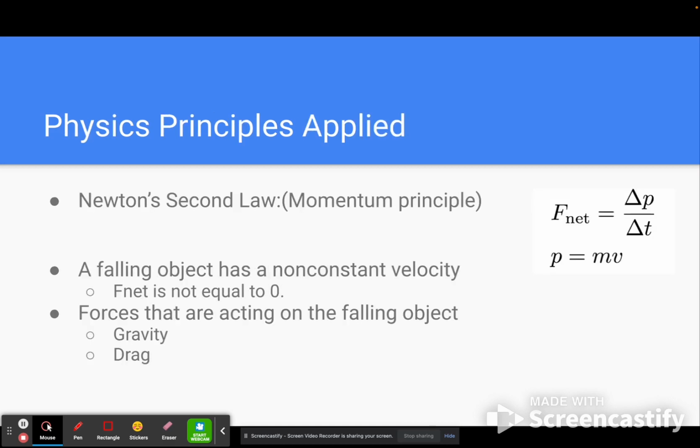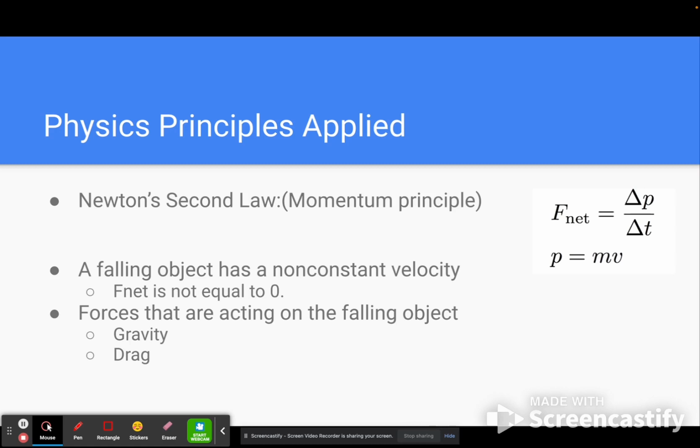The physics principles that we will be applying today include Newton's second law, the momentum principle, which states that the net force is equal to delta p over delta t. In other words, momentum is equal to mass times velocity. We know that an object that falls to the ground has a non-constant velocity, which means that the net force will not be equal to zero.